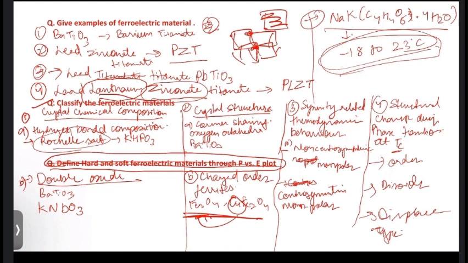Got it? And the composition of Rochelle salt is sodium potassium tartrate tetrahydrate, so four water molecules of crystallization are there.